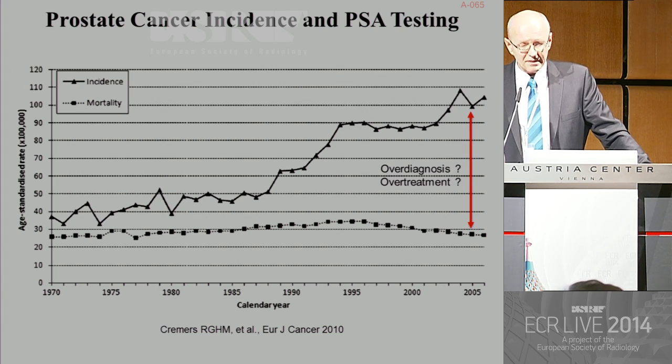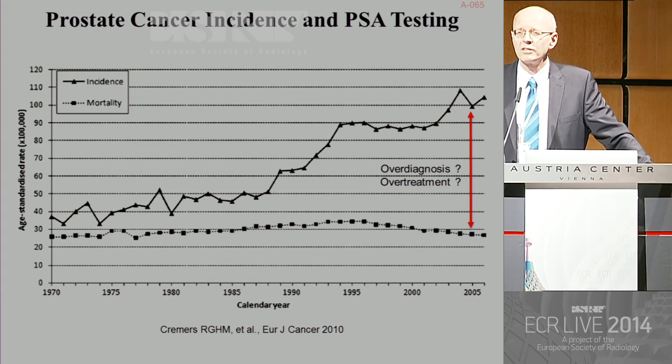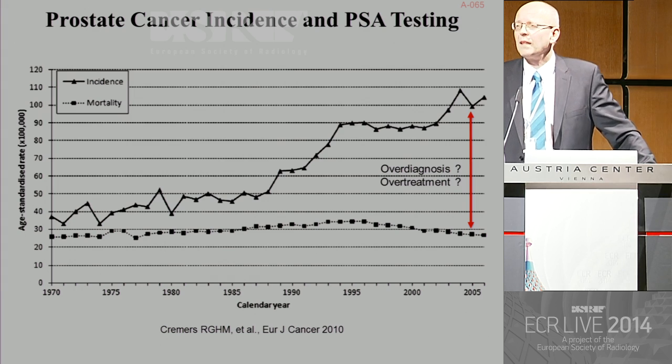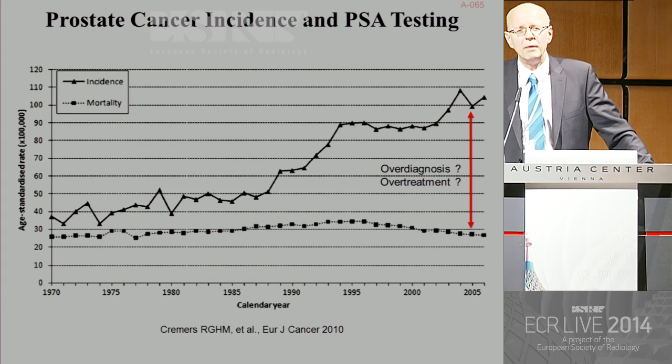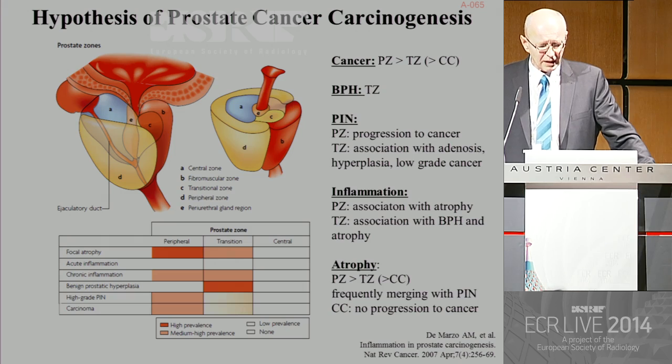And the problem that arises now is the question, is there an overdiagnosis? Is there an overtreatment? Of course, we know that we should detect prostate cancer early and we should treat it, but we should not treat all the patients. And the question is now, how can we select the right patients? How can we now do a kind of a guessing of the aggressiveness of the tumor?